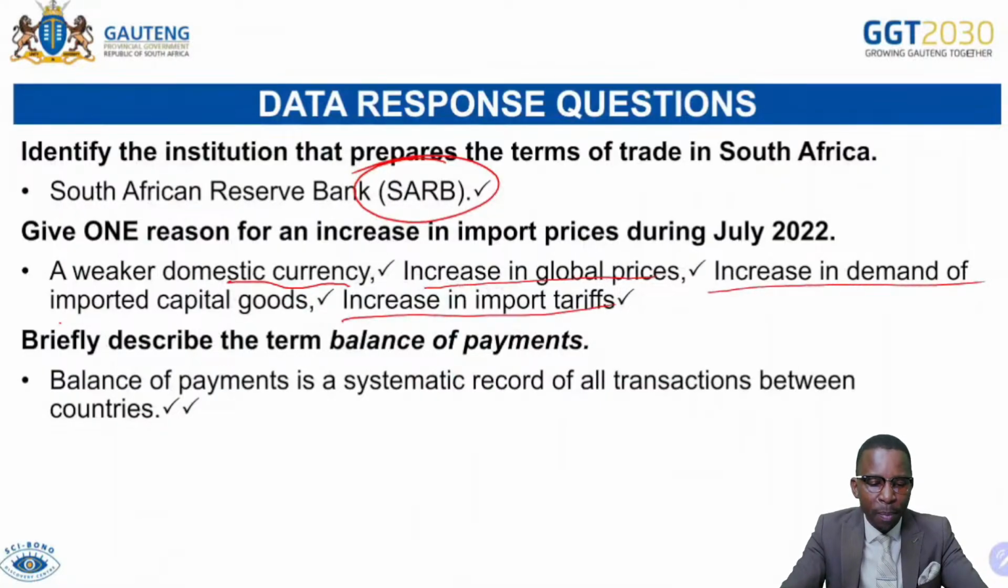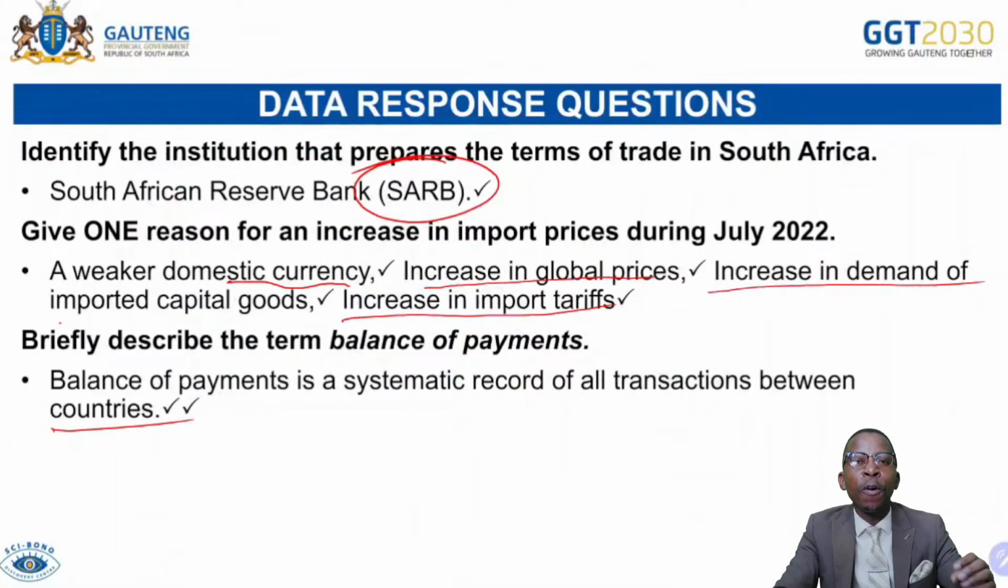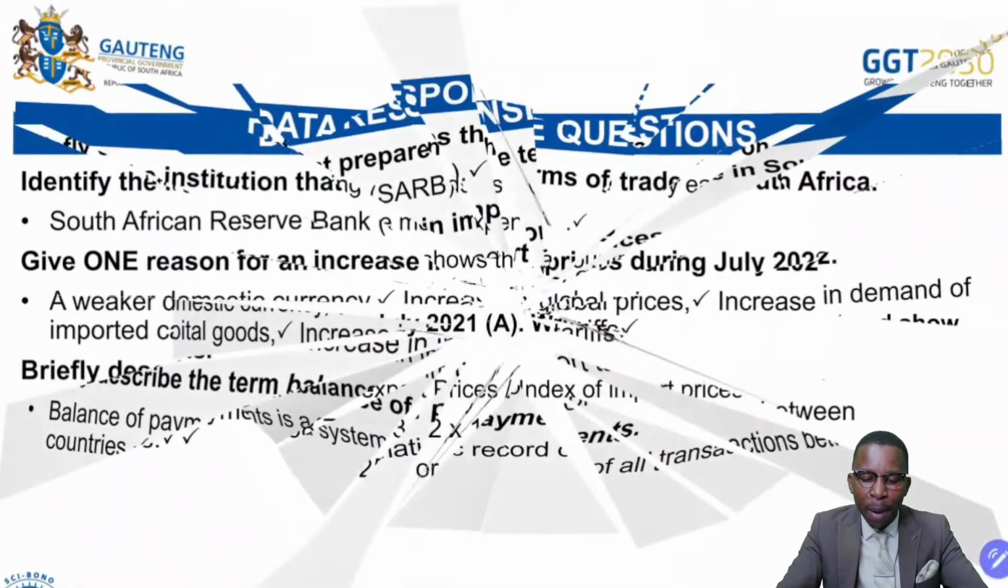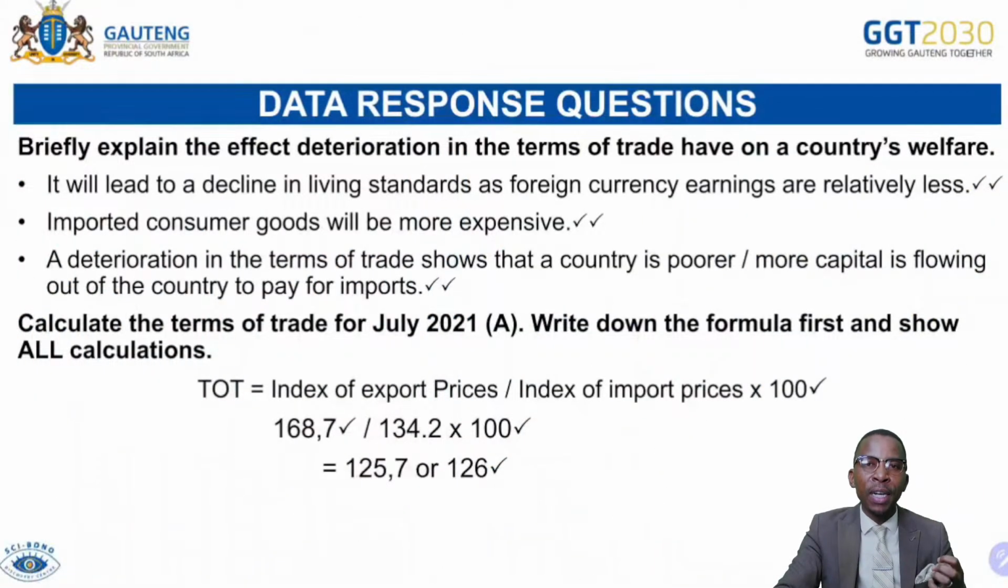Briefly describe the term balance of payment. Balance of payment refers to the systematic record of all transactions between countries. Whenever we're trading with countries, the whole info is recorded under the balance of payment, which considers inflow of the foreign currency as well as the outflow of the domestic currency.